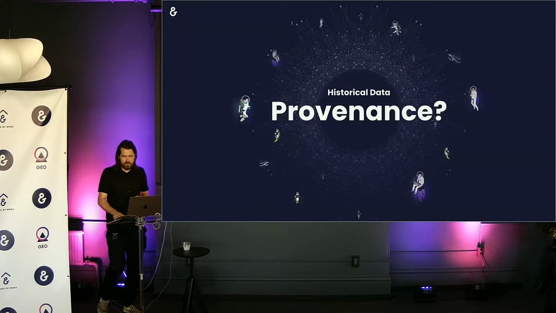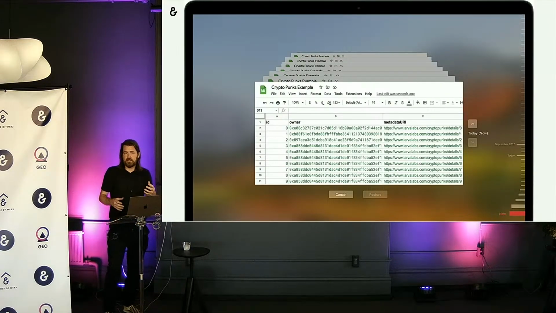We also have this issue with provenance. We can't really see historical data on the blockchain easily, right? You can't go back and say, oh, I want to query this specific state at a point in time.